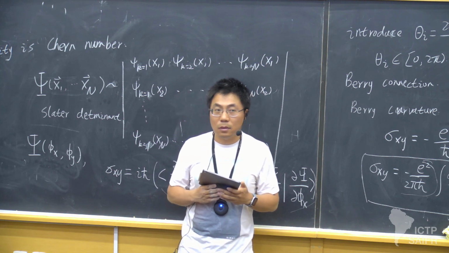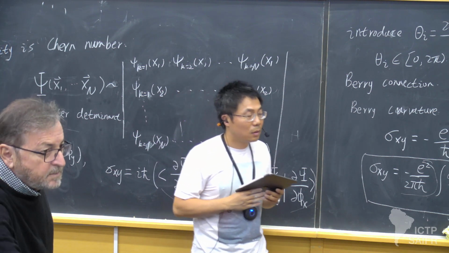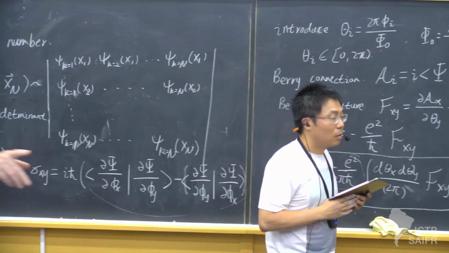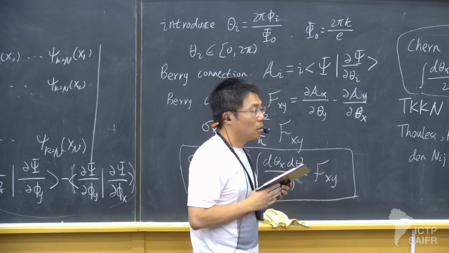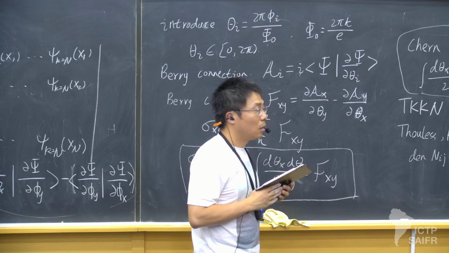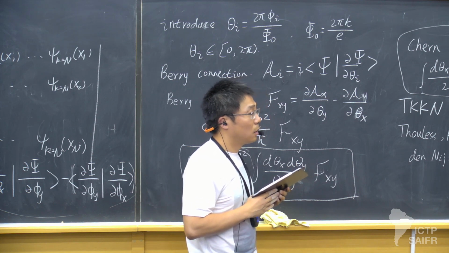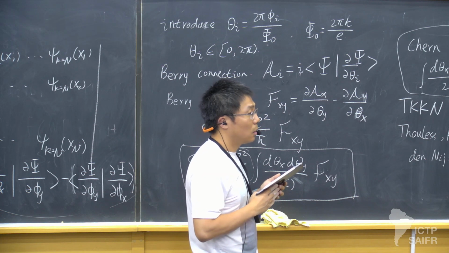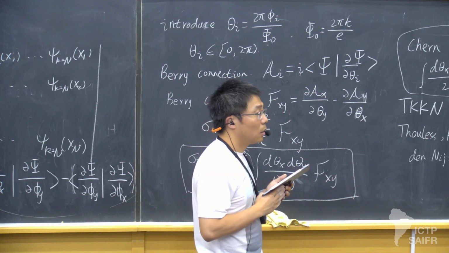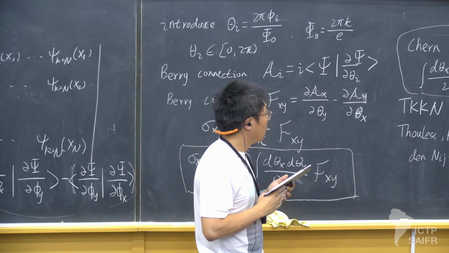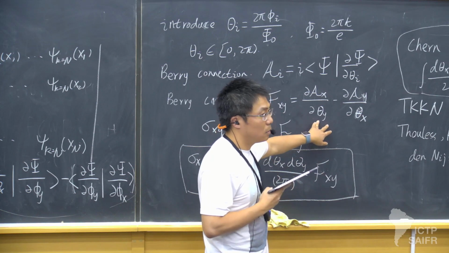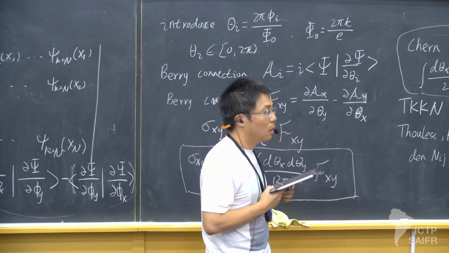The phi x and phi y are just two examples, or in our case, are just two examples of these parameters, lambda. Right. Okay. Would it be better if we had this definition of Berry connection and Berry curvature with a lambda? With a lambda? Yeah, for our case.